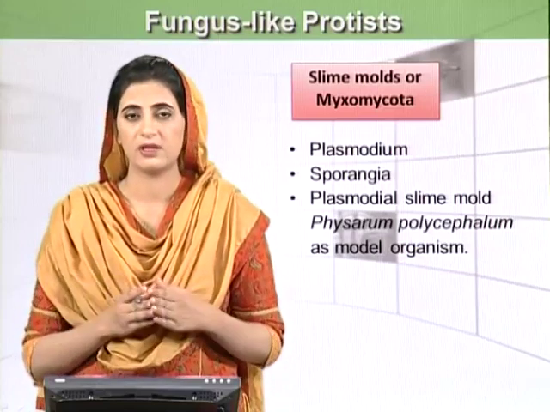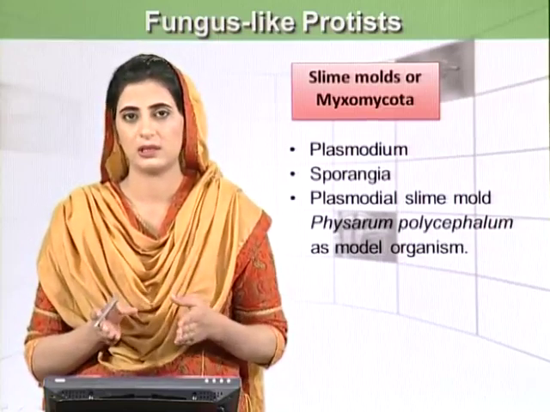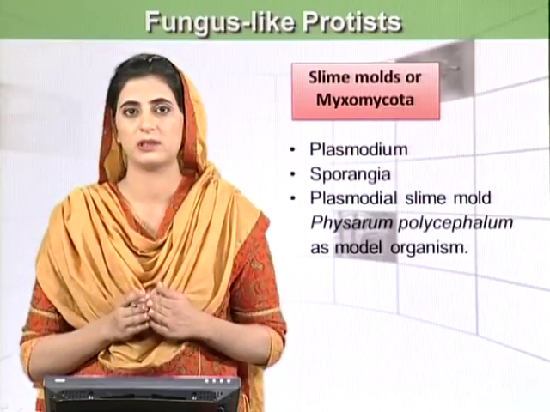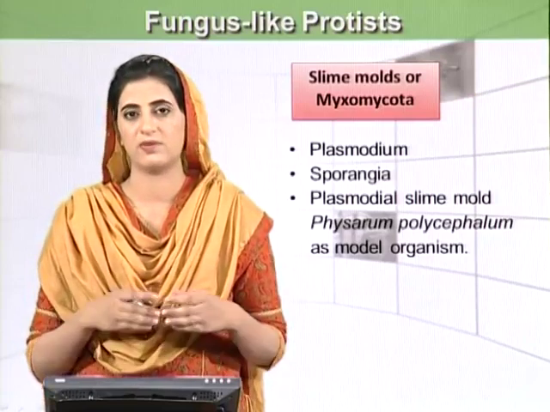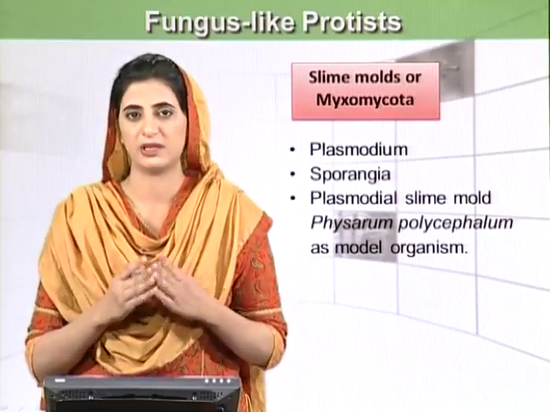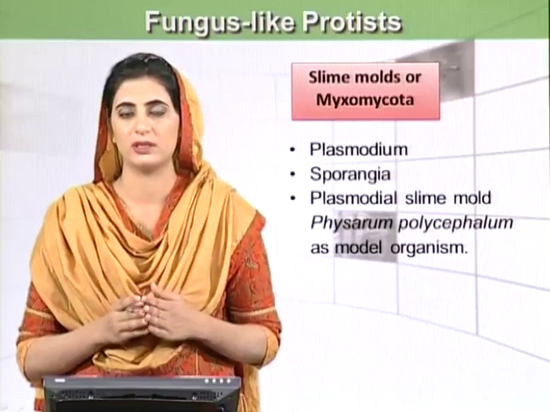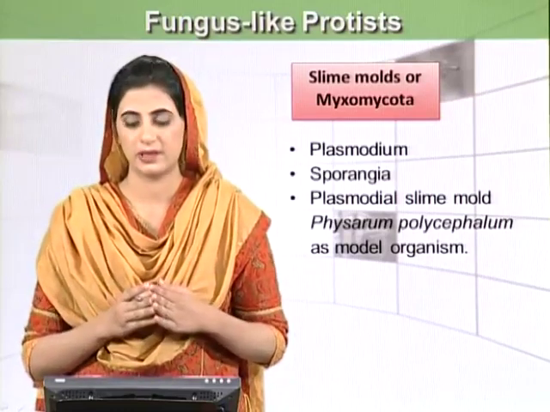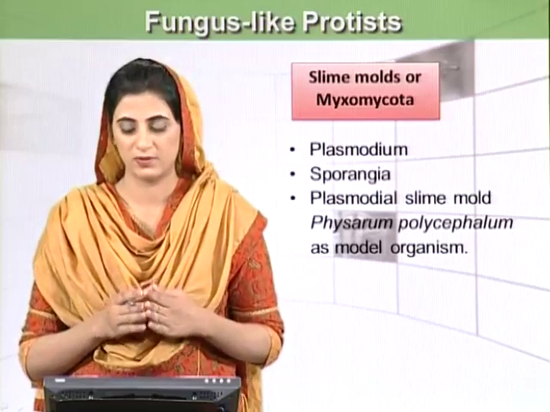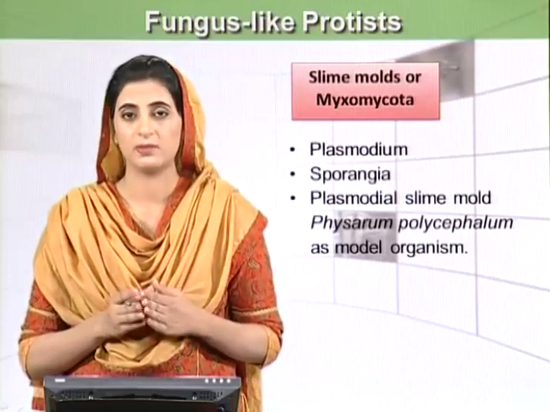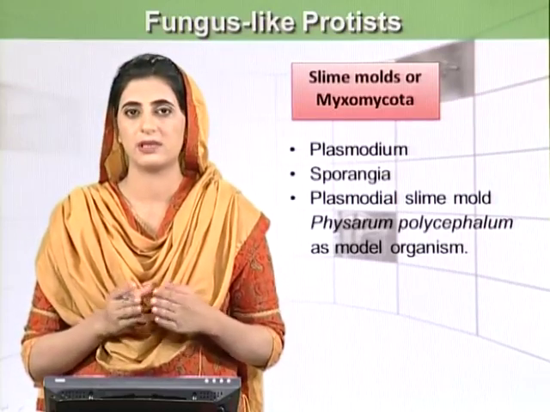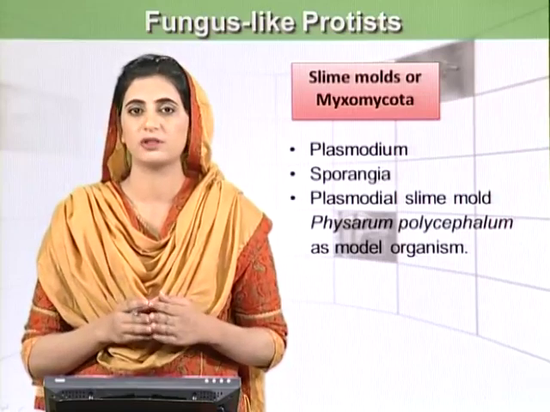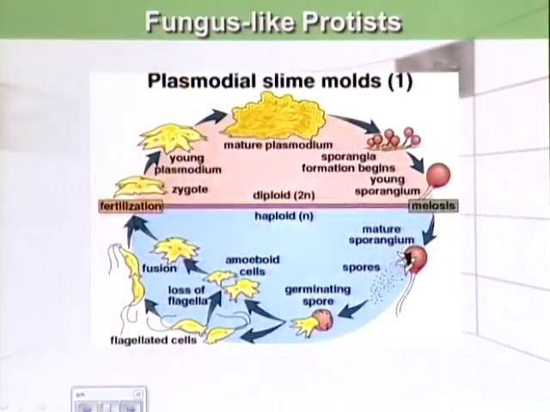During unfavorable conditions, they are converted to sporangia, which are spore-bearing structures that also have a stalk. And when favorable conditions are again attained, it undergoes the plasmodial stage. It is important to note here that one of the plasmodial slime molds, Physarum polycephalum, is used as a model organism to study various cellular processes like cytoplasmic streaming or functions of the cytoskeleton. This figure better explains the plasmodial slime molds.